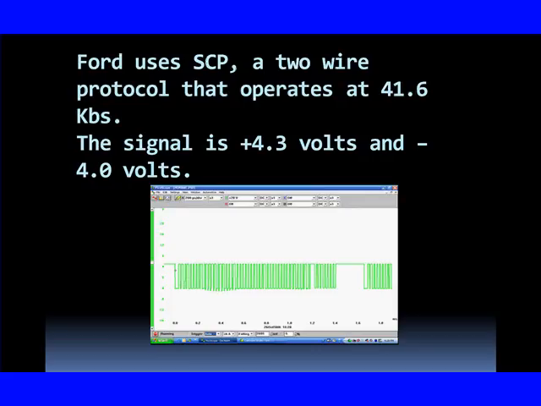Ford uses Standard Corporate Protocol, SCP. It's a 2-wire protocol. Operates at 41.6 kilobits. The signal is plus 4.3 to minus 4.0 volts. It is the same protocol used for scan data. If you cannot communicate with your scan data, the odds are this communication is shut down as well.